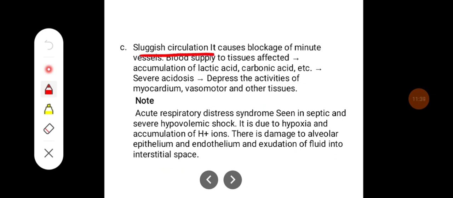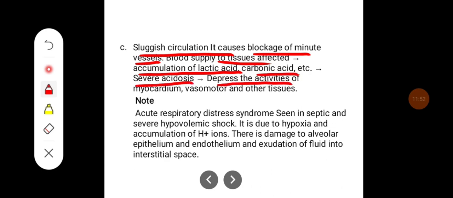The sluggish circulation leads to blockage of minute vessels. Blood supply to the tissues is affected. There will be accumulation of lactic acid and carbonic acid, which leads to severe acidosis that depresses the activities of the myocardium, vasomotor center, and other tissues.